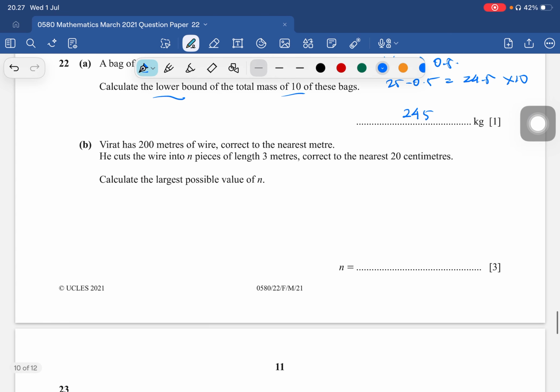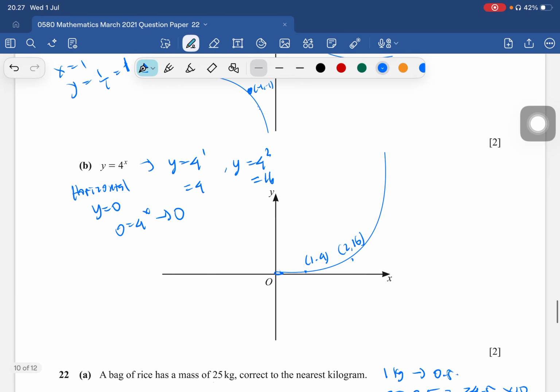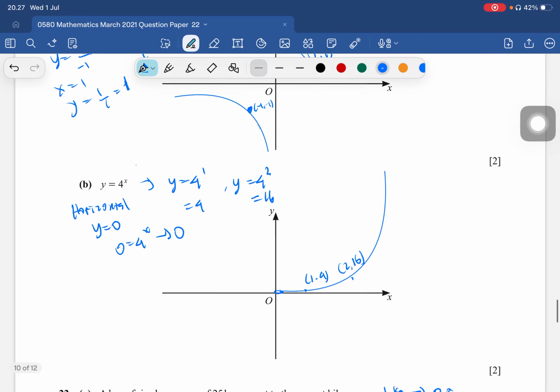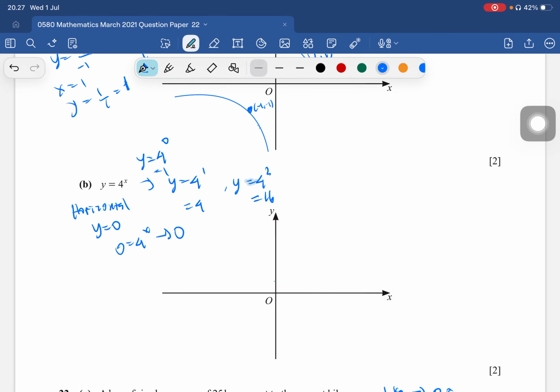Okay, next. Let me fix it, we forgot. y equals 4 to the power of 0, so it's equal to 1. So the key here is 1. Then 0.1, here is going to be 1.4, here is 2.16, and go on.